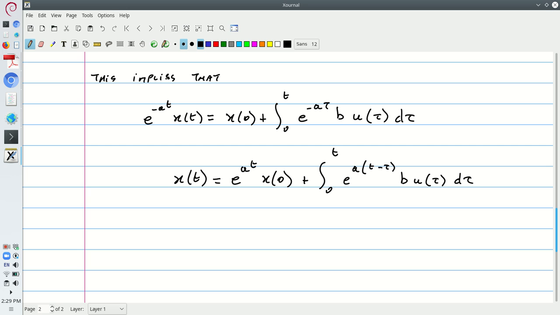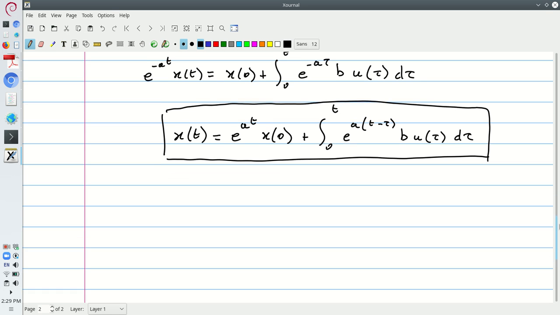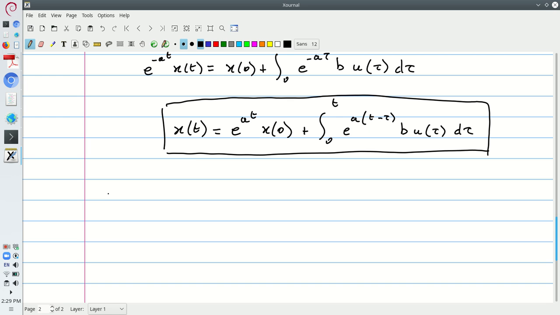So this is what the expression looks like for the solution x of t. A couple of observations here. This formula is called the variation of constants formula.